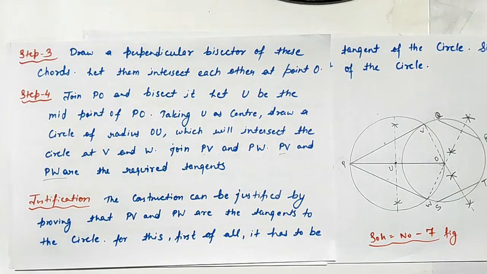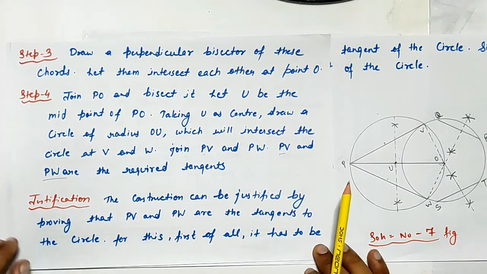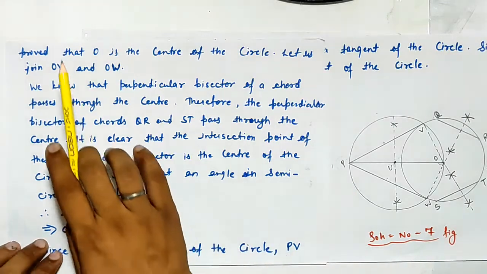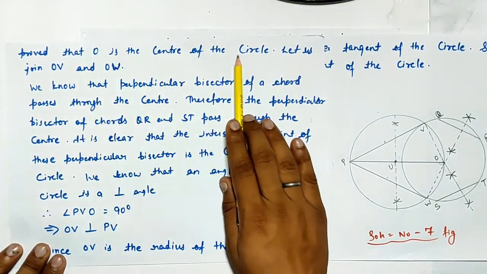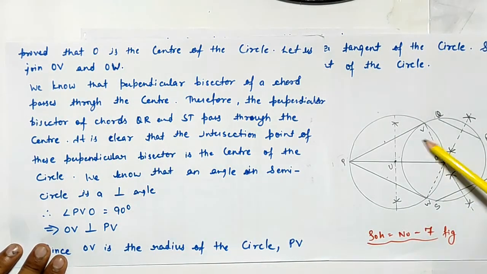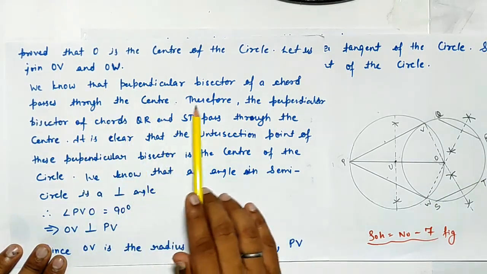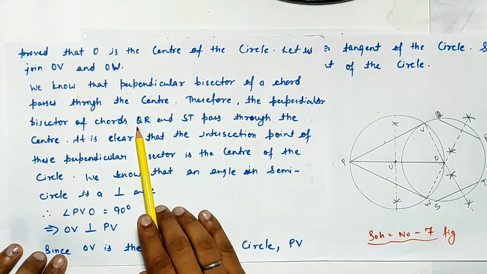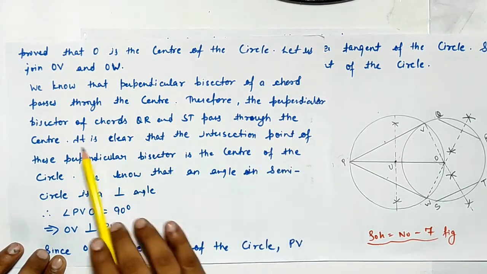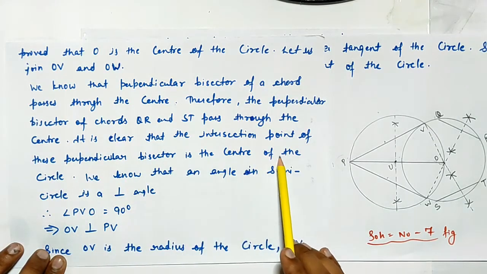Let's move on to the justification part. So justification is, the construction can be justified by proving that PV and PW are the tangents to the circle. For this, first of all, it has to be proved that O is the center of the circle. Let us join OV and OW. We know that the perpendicular bisector of a chord passes through the center. Therefore, the perpendicular bisectors of chords QR and ST pass through the center. It is clear that the intersection point of these perpendicular bisectors is the center of the circle.